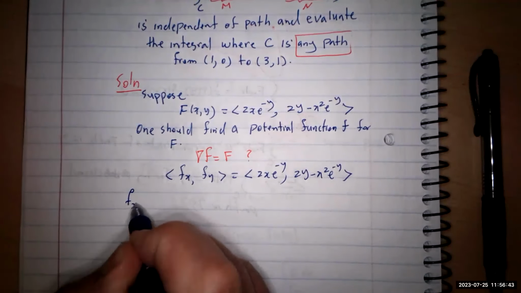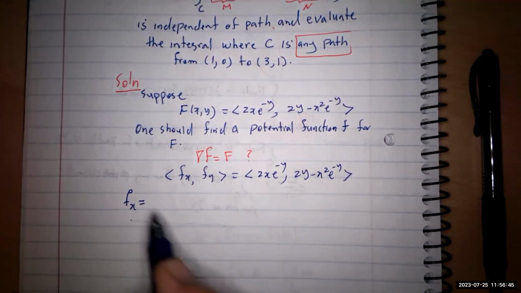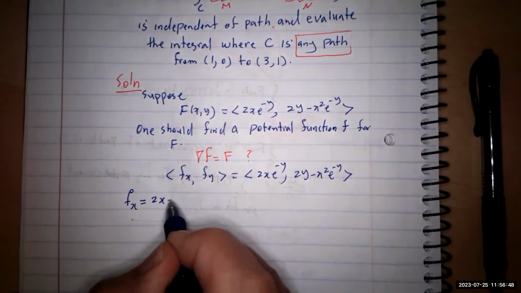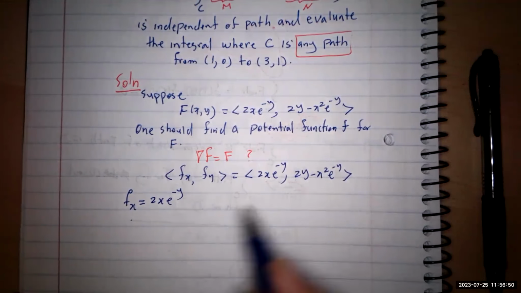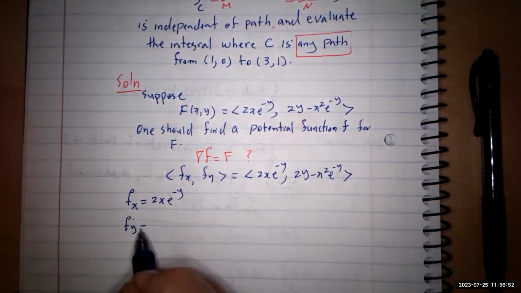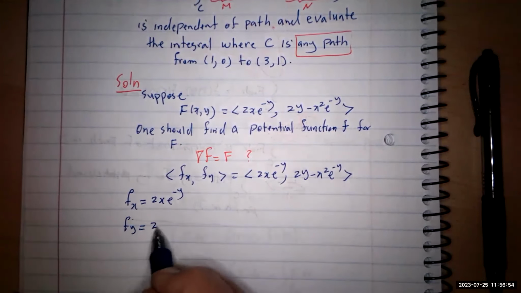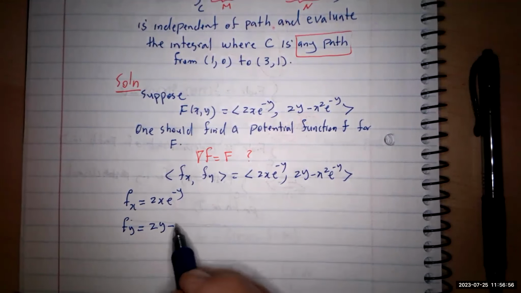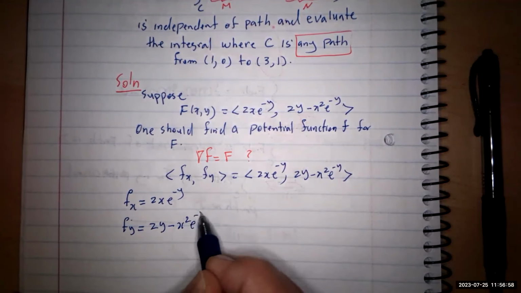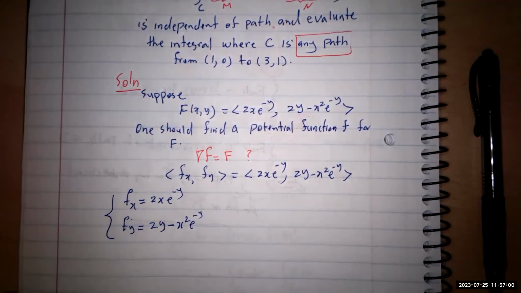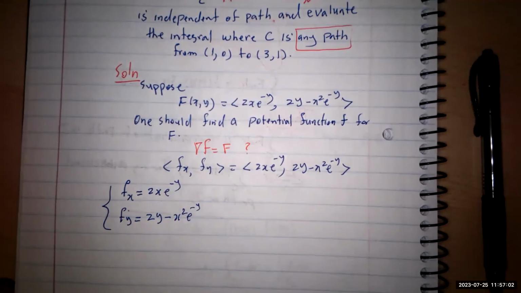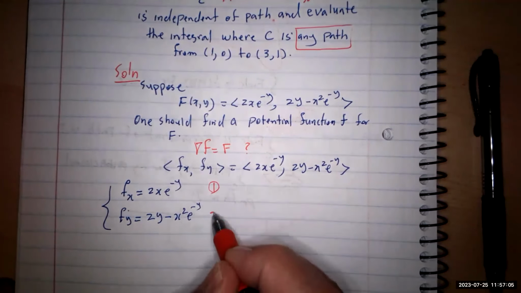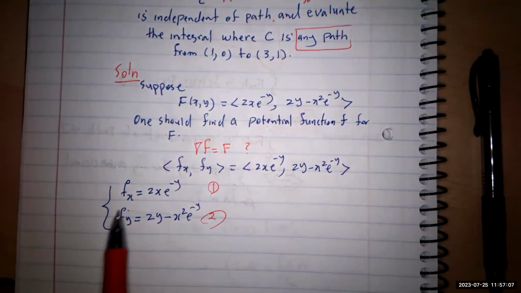A system of two equations. So that gives us f sub x equals 2x e to the negative y. And that will give us f sub y, which is 2y minus x squared e to the negative y. That's the same procedure that we did. It's just 1, 2. Integrate with respect to x, which is easy. The integral of 2x would be x squared.